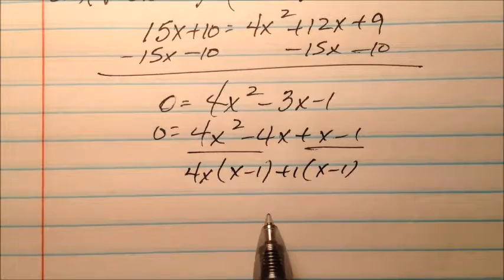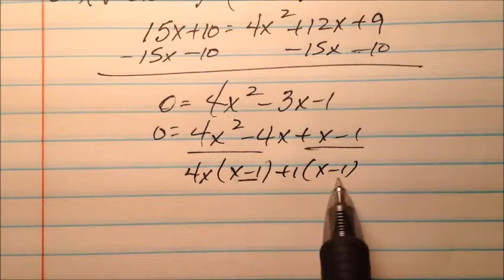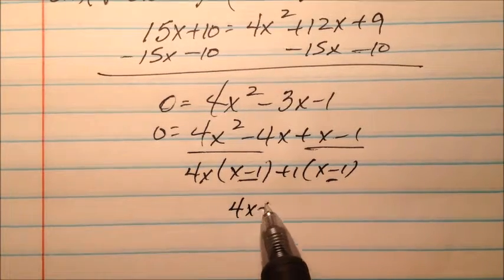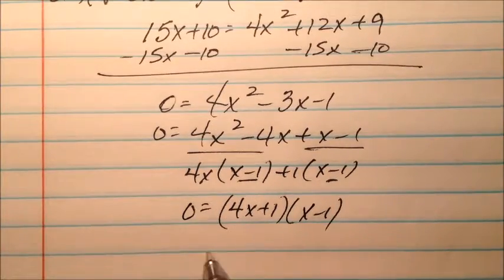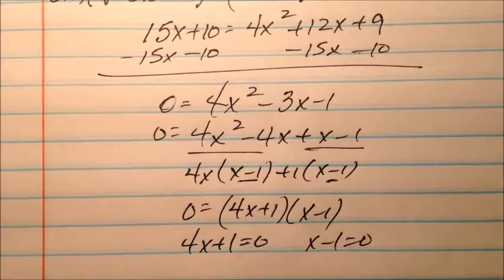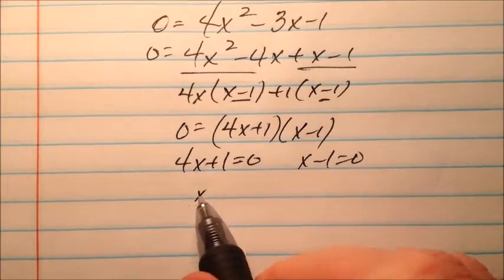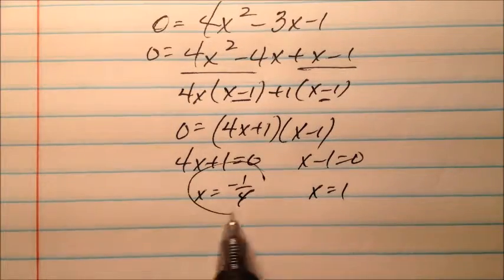If you're not sure how to do this or what I'm doing, you can always check out the video for the AC method and factor by grouping. So it'll be 4x plus 1 and x minus 1. So we'll say 4x plus 1 equals 0, x minus 1 equals 0. So this will yield x equals negative 1/4, and this will yield x equals 1.